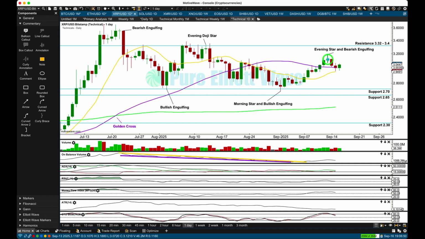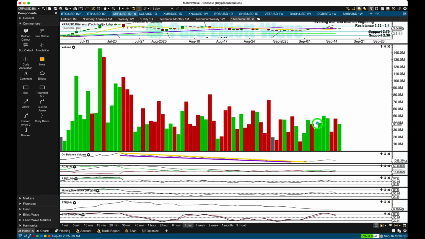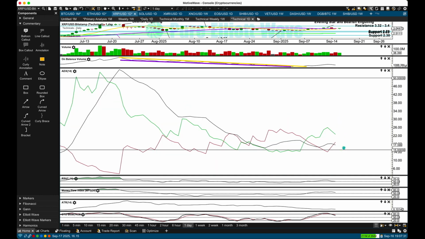A few days ago, we had the completion of an evening star with these three candlesticks, and this candlestick here is a bearish engulfing candlestick pattern. So we may get a little bit of a consolidation or pullback. Within upward movement, there's a little bit of a push from volume, but overall, as price moves sideways in this big consolidation, volume is declining. ADX is now declining, indicating there is no clear trend at the daily time frame.